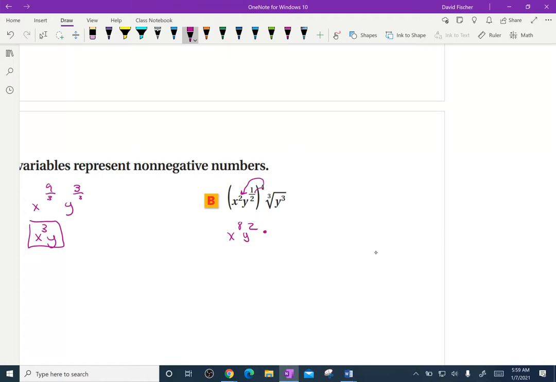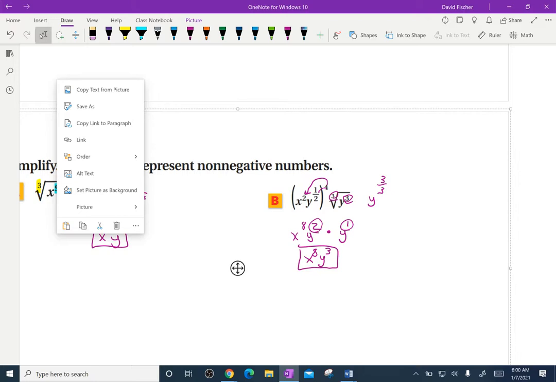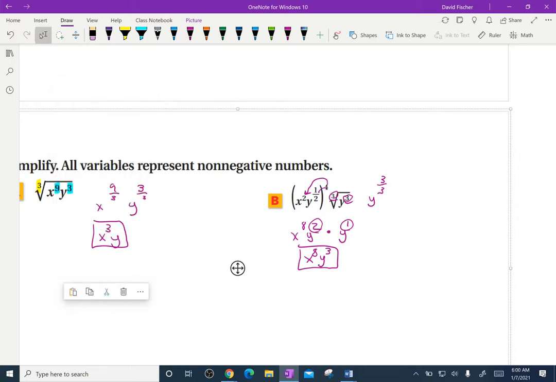Now over here, I need to get rid of this root. So again, this one here is going to be my numerator. This one here is going to be my denominator. And so y3 over 3 is y to the first. Now when I'm multiplying and my bases are the same, we add the exponents. So our final answer is x to the 8th, y to the third. Crazy.